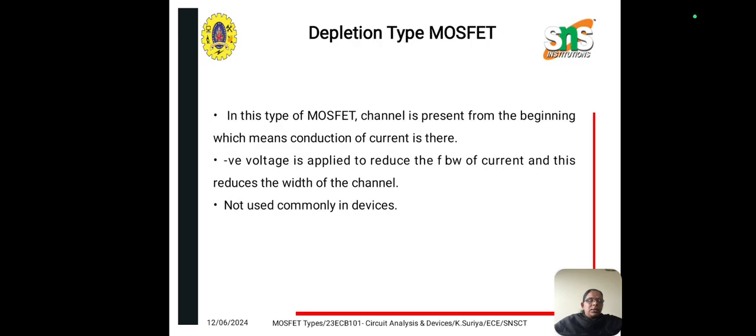In the depletion type MOSFET, the channel is present from the beginning, which means conduction of current is there. Negative voltage is applied to reduce the flow of current, and this reduces the width of the channel. It is not used commonly in devices.